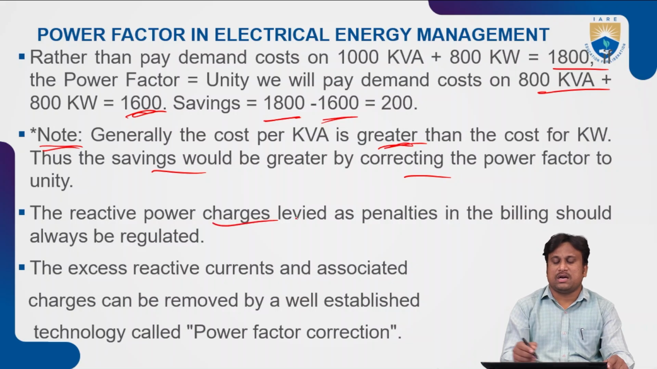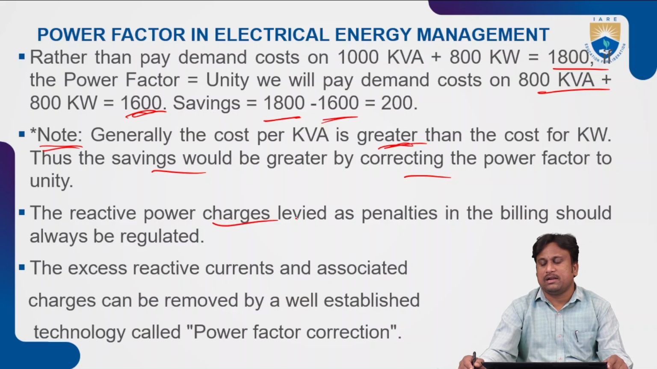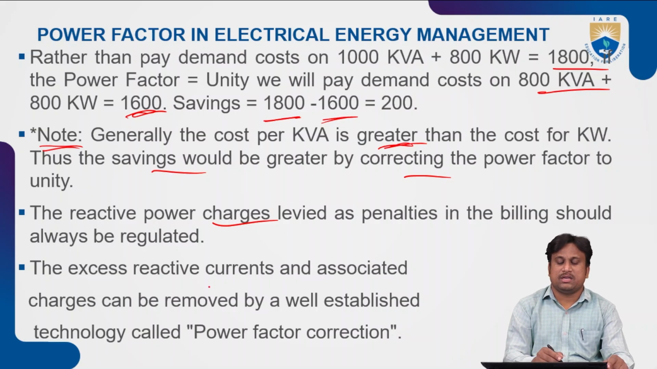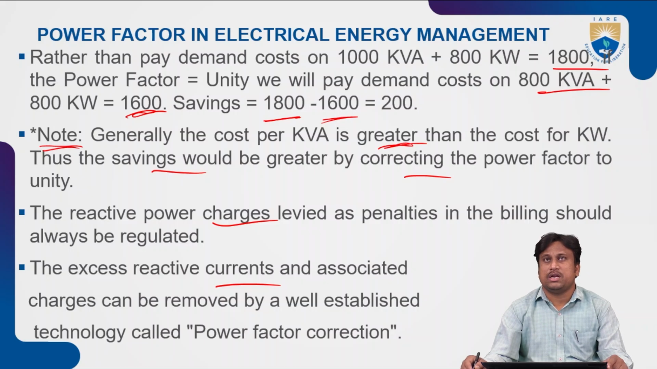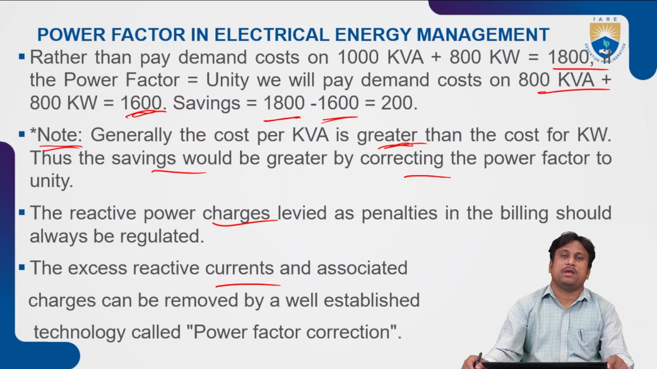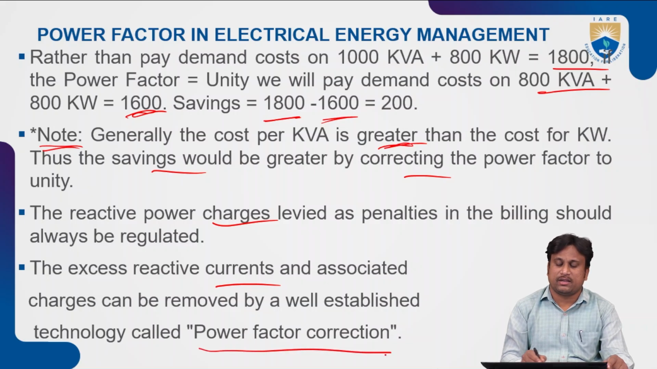So reactive power charges are one of the penalties in the billing. They should always be regulated, and excess reactive currents and associated charges are to be removed by a well established technology that is called power factor correction. That means excess reactive currents mean associated charges, and they can be removed by well established technology, which comes under power factor correction.